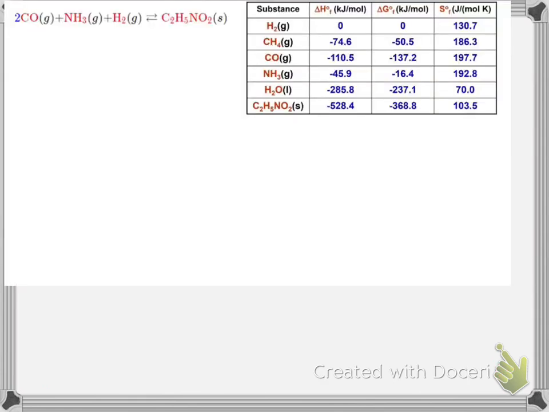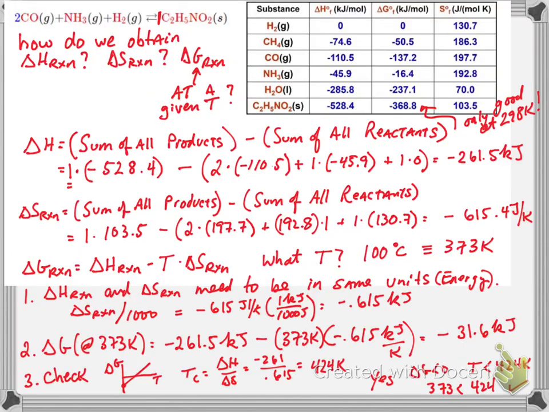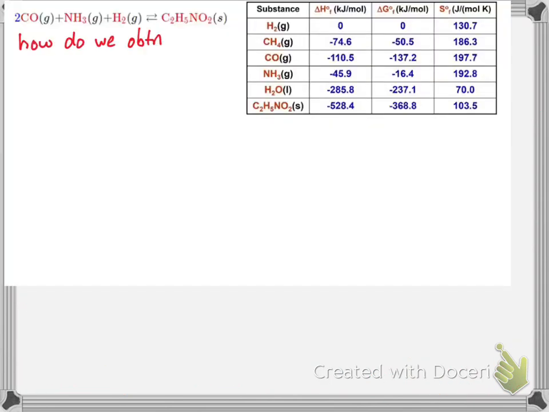Right, so what we did on Friday is to calculate delta H and delta S of reaction and use that information to calculate delta G of reaction at any given temperature. So let's go through an example where we do that. So how do we obtain delta H of reaction, delta S of reaction, and delta G of reaction at a given temperature?